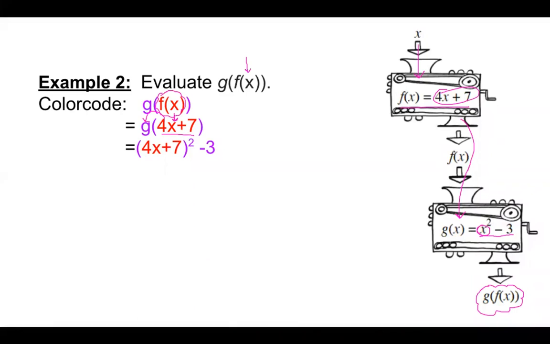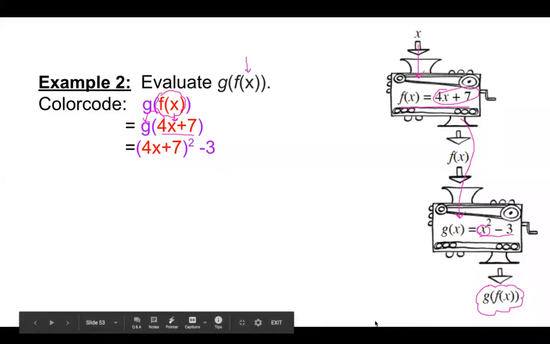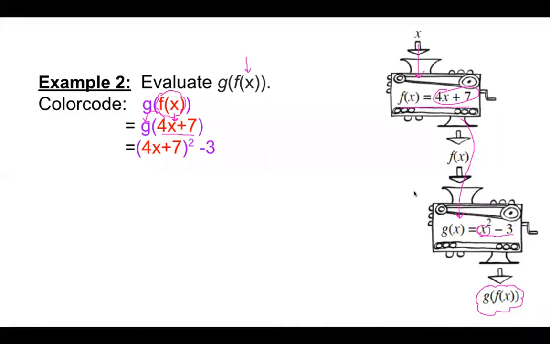So notice how instead of x, I plugged in the whole function f of x, which was 4x plus 7. Let me just pause here to see if anyone has questions on this step. How did you plug in f of x if you solved for it already? Wouldn't you be plugging in g for x?